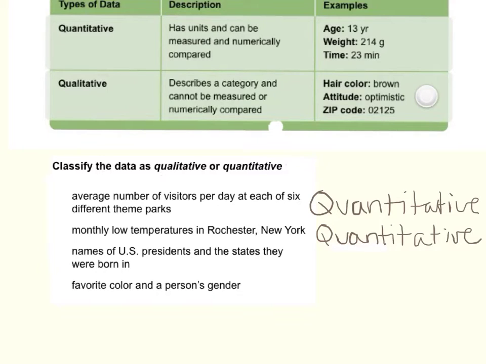Okay, names of U.S. presidents and the states they were born in. Okay, these are just names. This is non-numerical data, so all we can do is figure out, compare it. It's qualitative data.